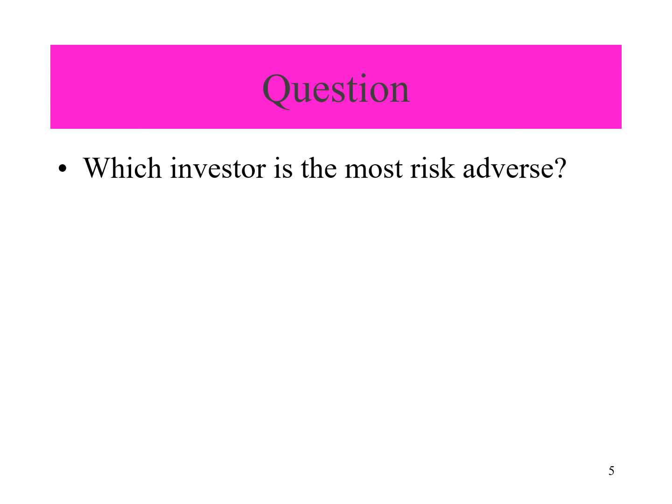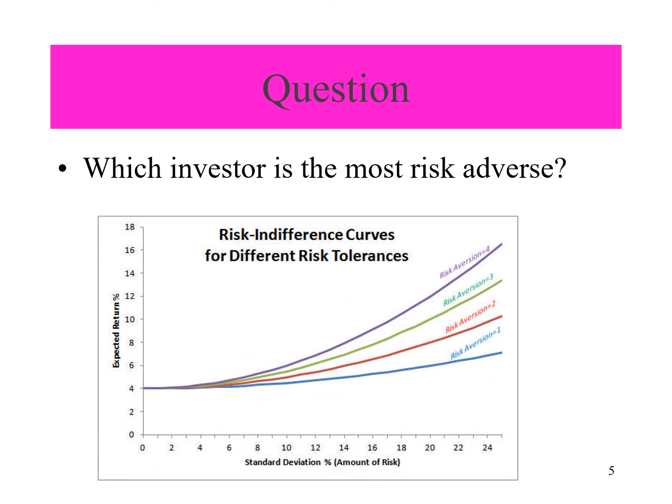Let's have another quick quiz. Which investor is the most risk averse? The answer is the investor with risk aversion of 4. His indifference curve is steeper because he requires higher expected return for the same level of risk.